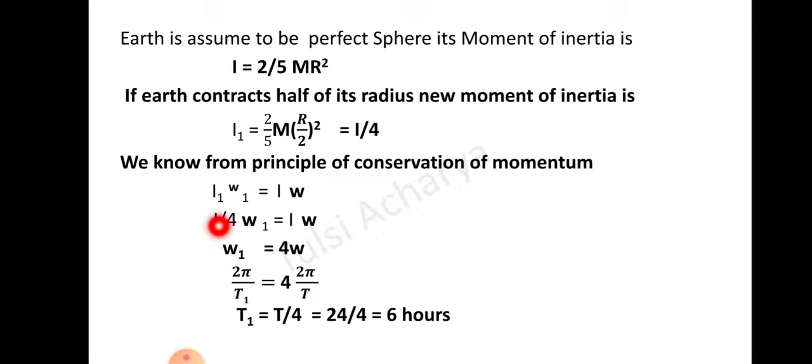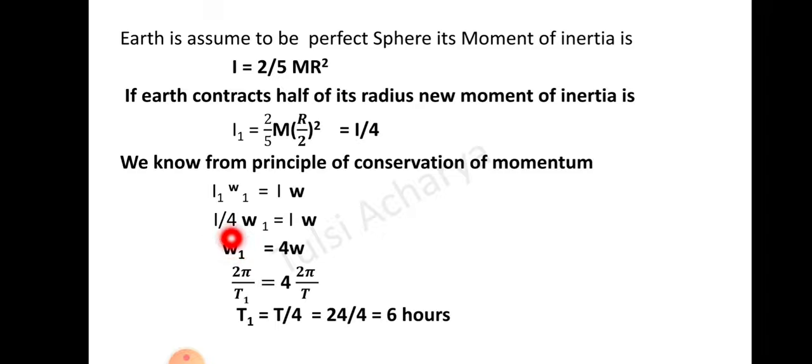Now we know that I1 omega 1 is equal to I2 omega 2. Here our I1 is I by 4, the new moment of inertia, and omega 1 is the new rate of revolution or new omega, and I omega, we know that they are the original when Earth is in perfect shape, when its radius is not contracted.